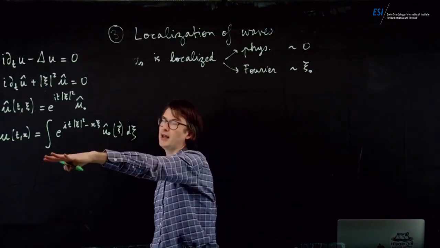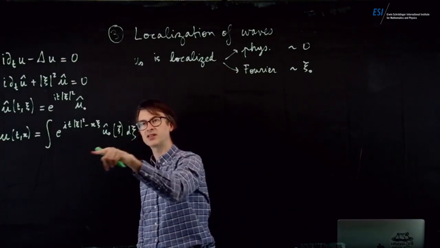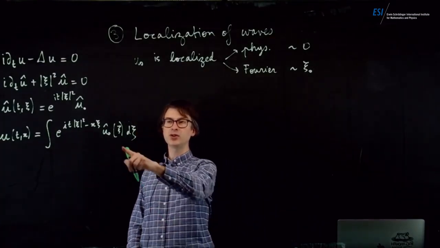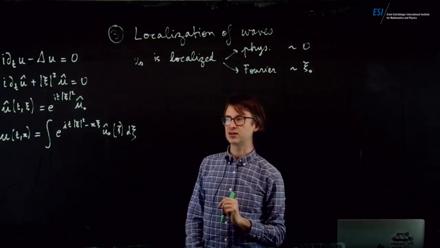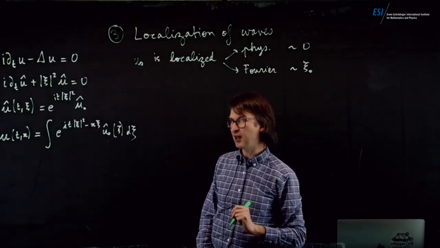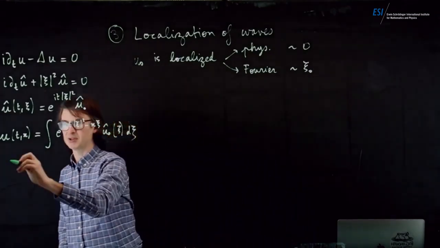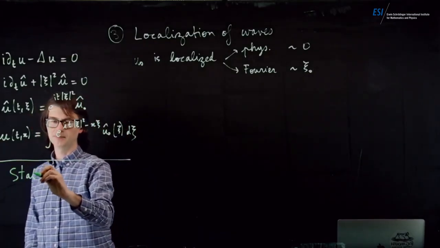Now let's try to exploit this formula to understand where this wave is going to be localized. If u naught is localized in physical space around zero and in Fourier space around xi naught, the idea is to use the stationary phase lemma. Maybe let me recall it here. Stationary phase lemma.